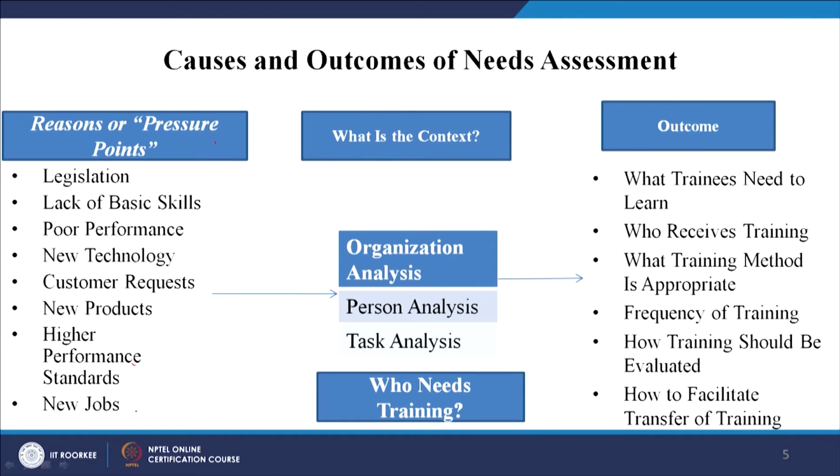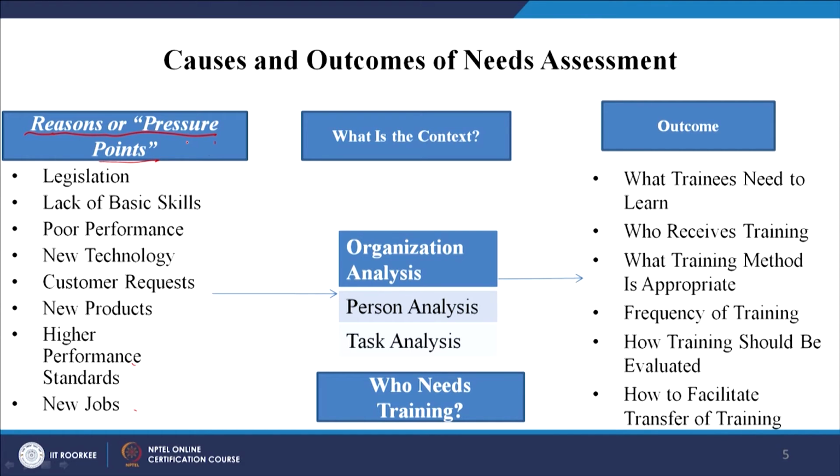So, the employees who are not aware of how to run jet looms have to be trained; only then will they be able to perform. So, these are the rules and regulations: employees lacking basic skills, poor performance, new technology, customer requests, new products, higher performance standards, and new jobs. All these are the reasons or pressure points which lead you to identify the causes for the needs assessment.